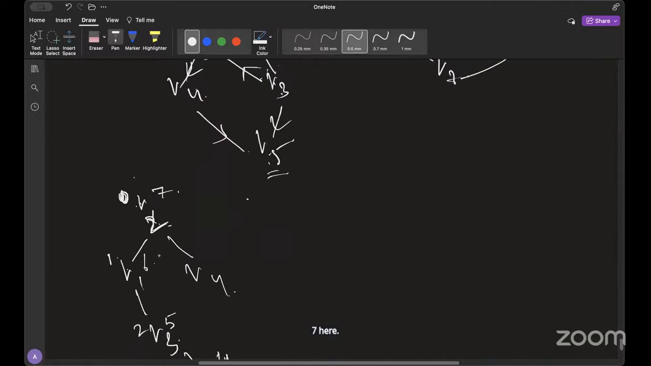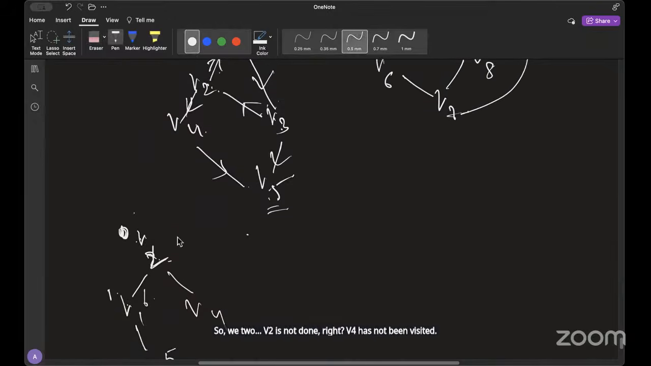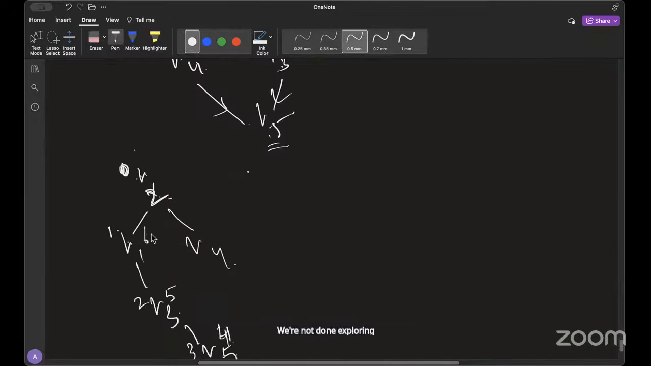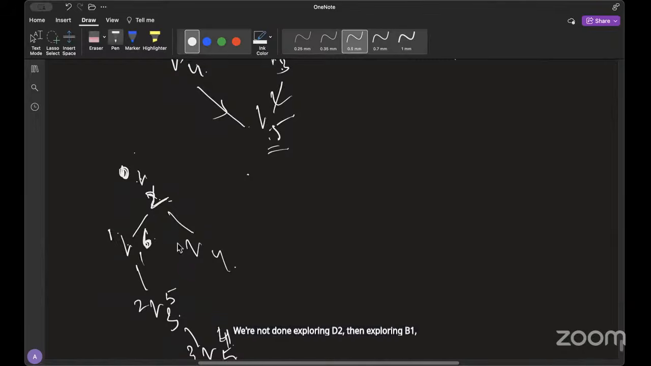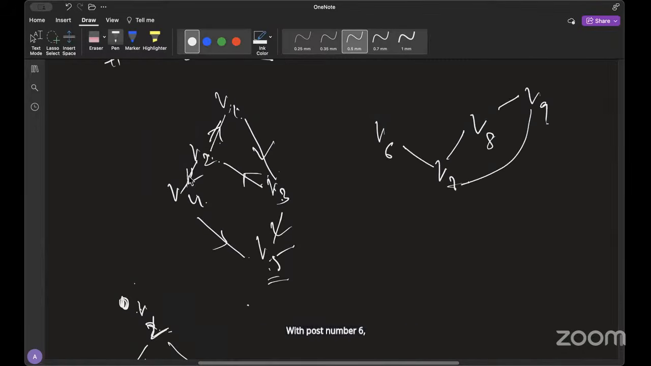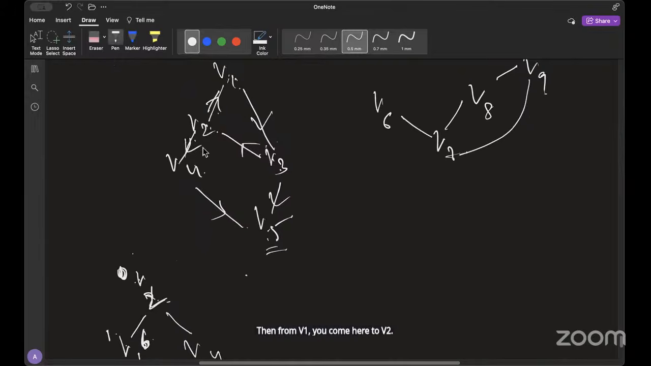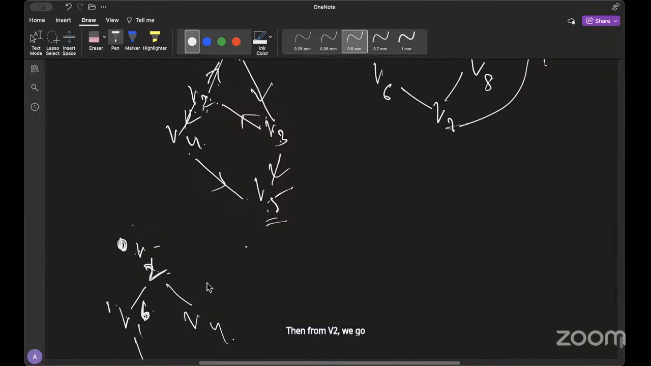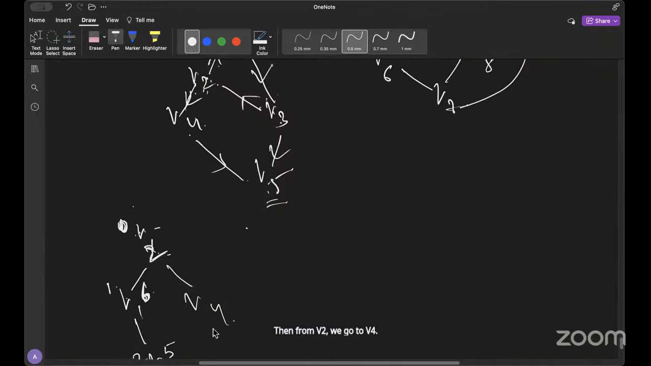No, V2 is not done, right? V4 has not been visited. We're done exploring V1 with post number 6. Then from V1, you come here to V2. And we're not done exploring V2. That's why we don't put a post number here. Then from V2, we go to V4. Because we have visited V4, we put a pre-number here, 7.